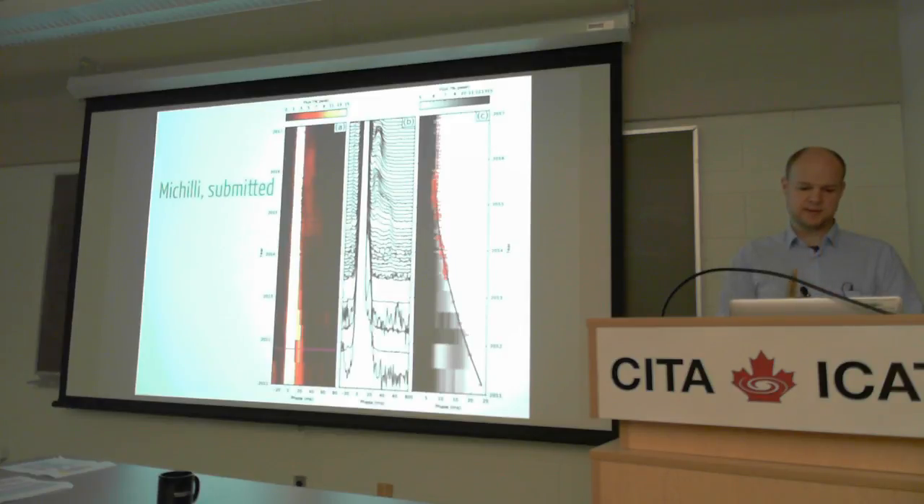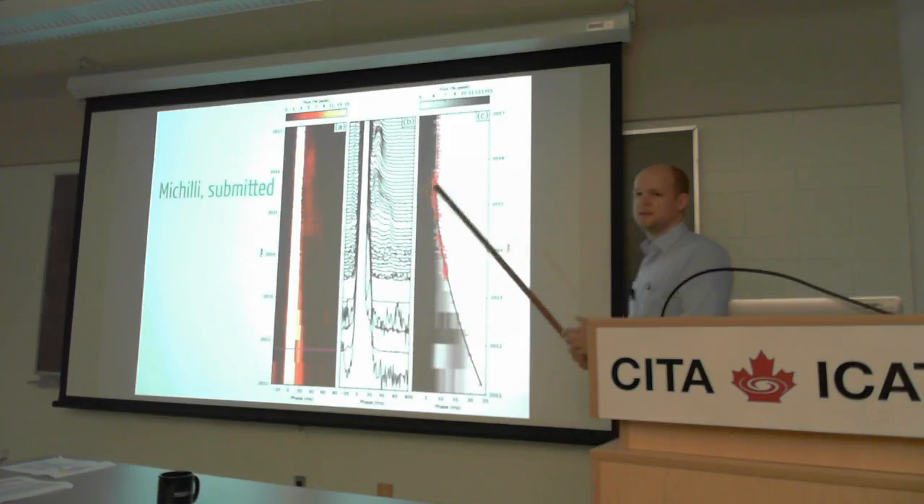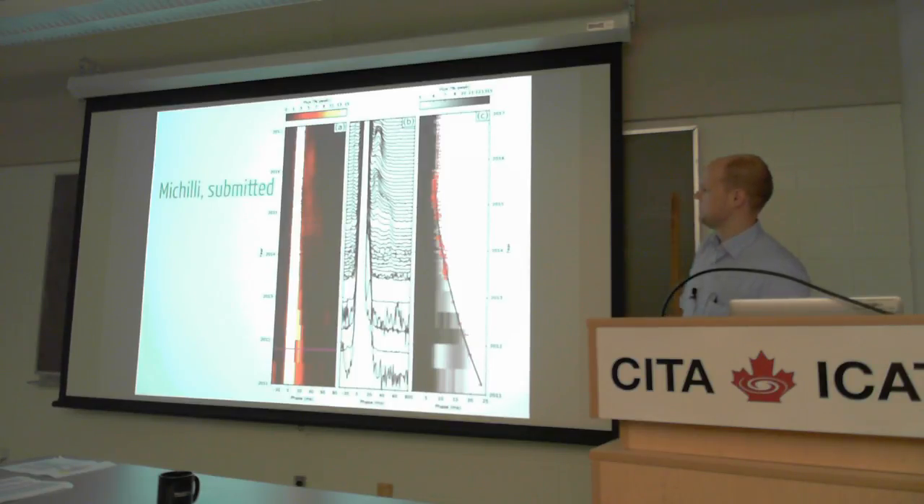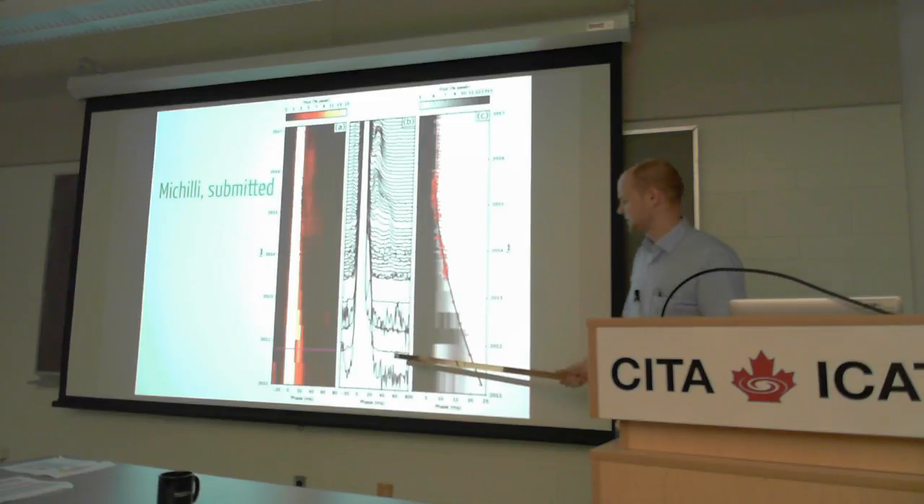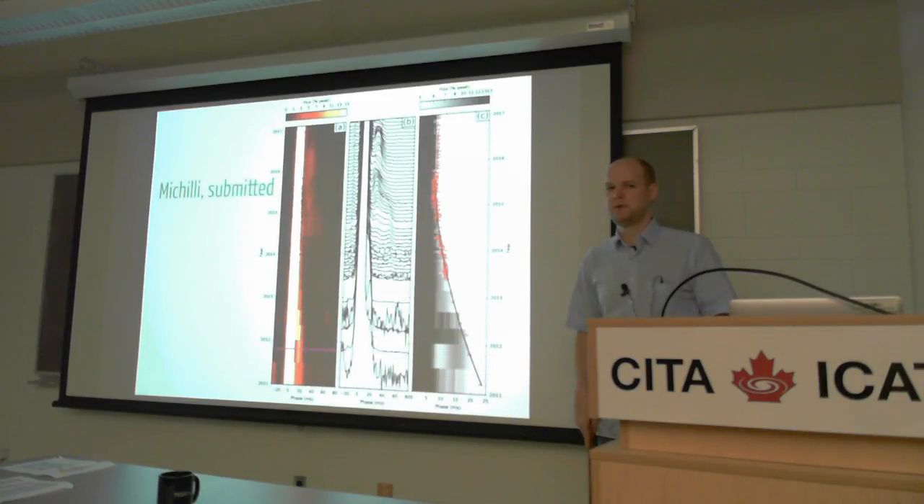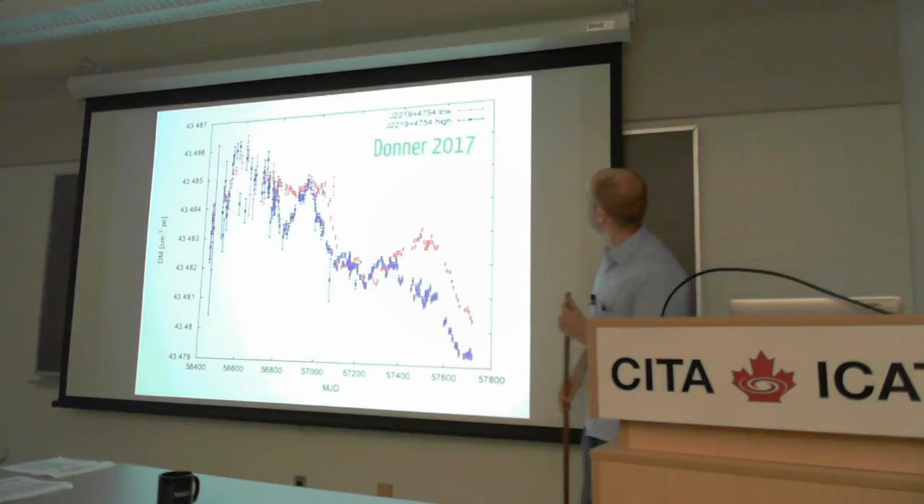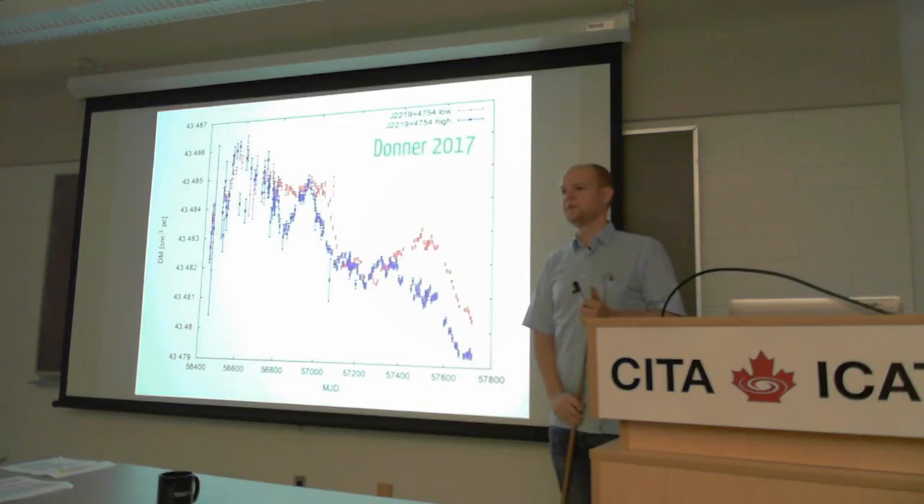And Daniele Michilli just submitted a paper where he talks about the echo in that pulsar. So it's somewhat similar. The main difference is the separations are much, much smaller. Here we're talking of tens, maybe 20 milliseconds, as opposed to 100 milliseconds. That's 2219+4754. All right, thank you.